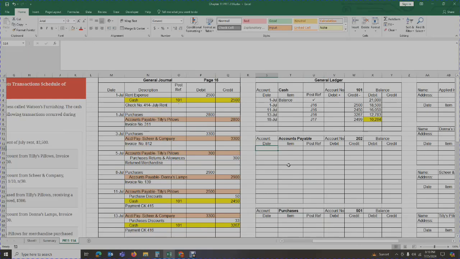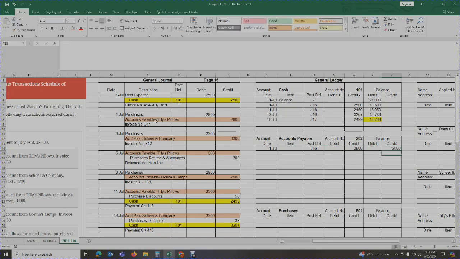Now, accounts payable, we were not provided with a beginning balance, so we're going to start off with our July 1st entry. Okay, so we have July the 1st, and we have journal page 16. The amount that we have is a credit of $2,800. Okay, so my ending balance will be 2,800 credit.